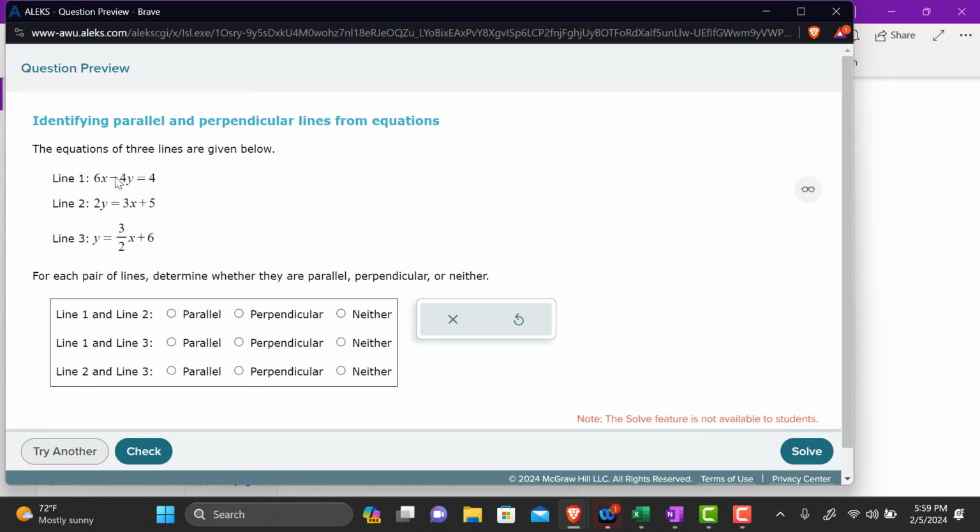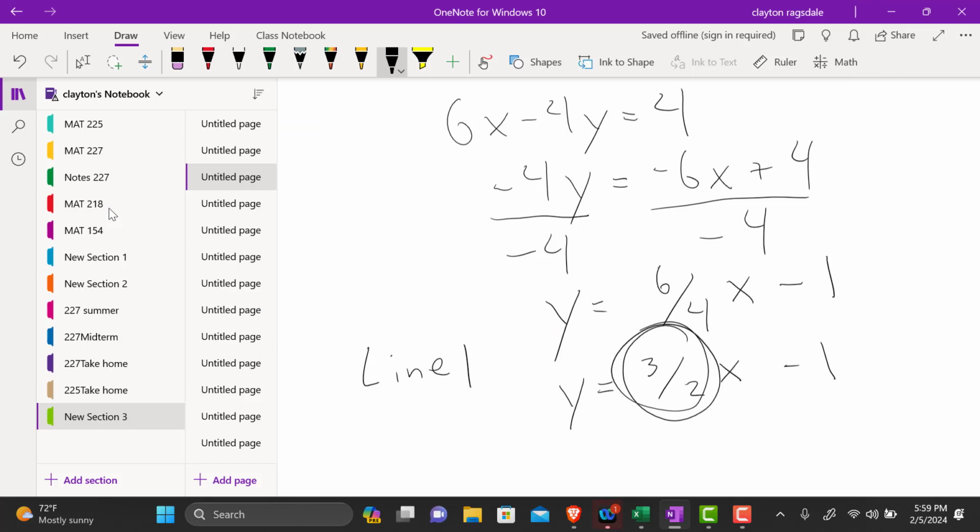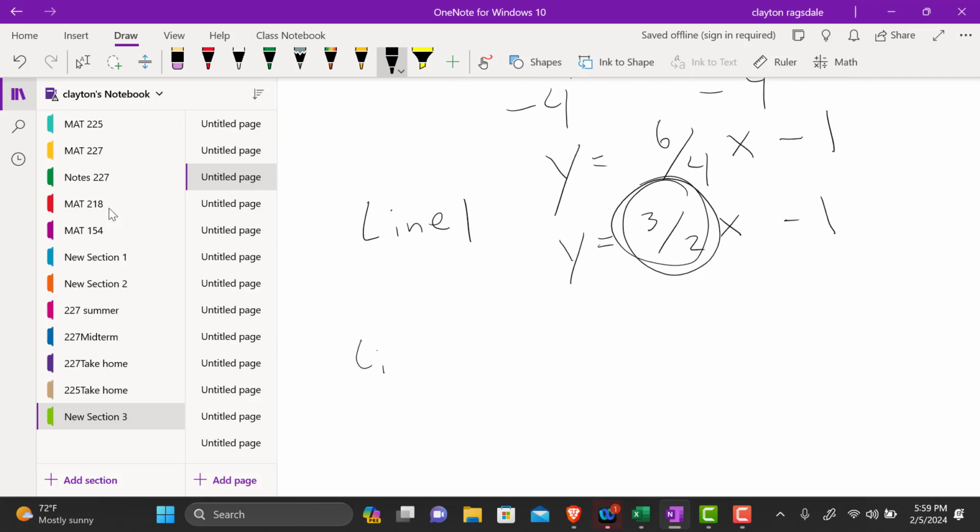So just so we can see, we just did line 1 here and the slope was 3 over 2. And if you look at line 3, the slope is also 3 over 2. So we know that line 1 and line 3 are parallel. So let's go ahead, we can get rid of that one. Let's go ahead and look at line 2. Now you can kind of already see it there, right? Line 2: 2y is equal to 3x plus 5.